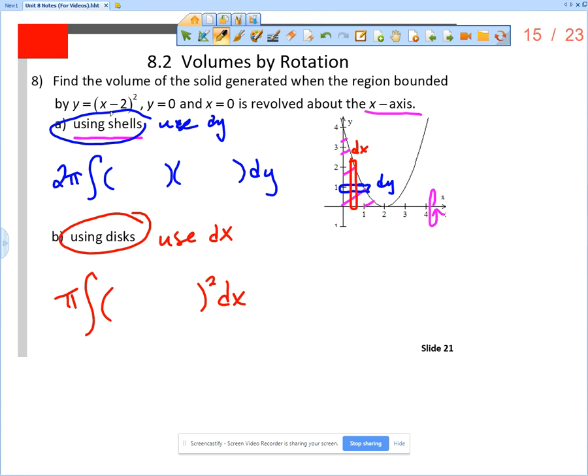So I'm actually going to have to solve this for x. All right, so y equals (x minus 2) squared. First of all, I'm going to take the square root. When I take the square root, I get plus or minus the square root of y equals x minus 2. So x is equal to 2 plus or minus the square root of y.